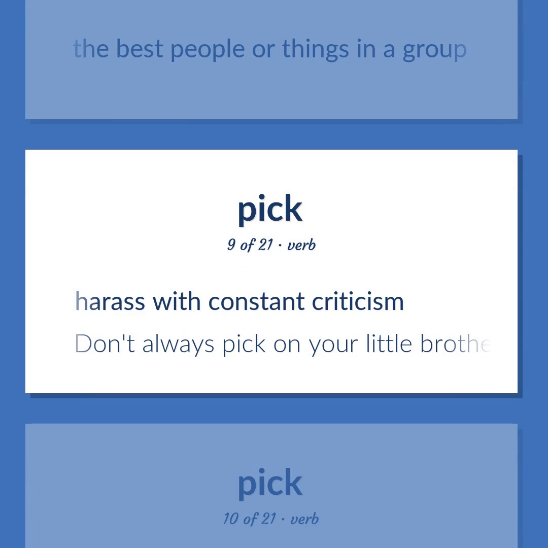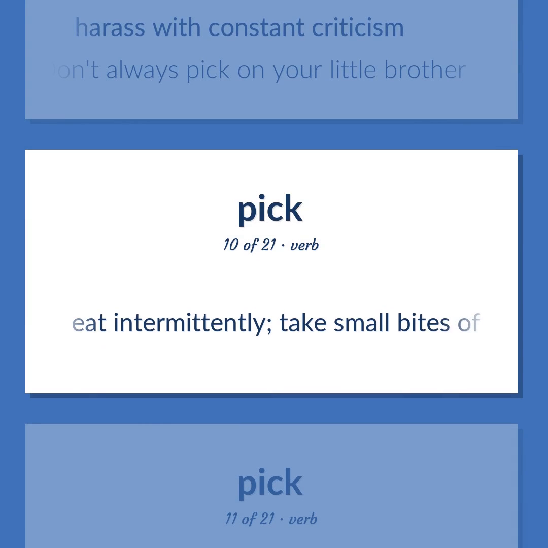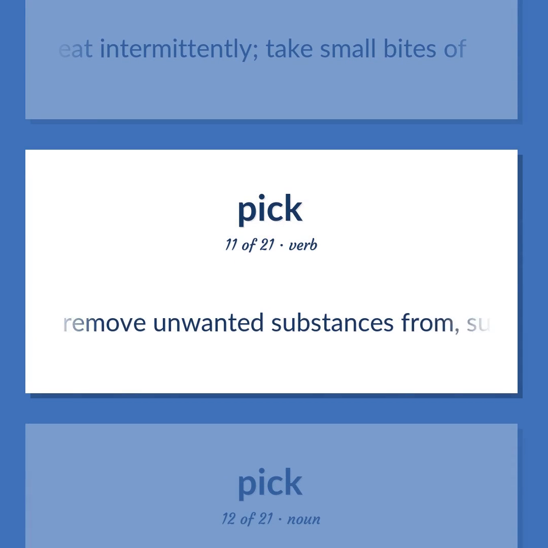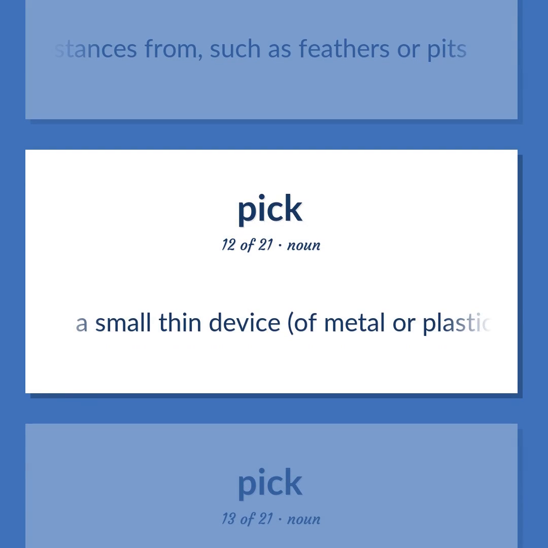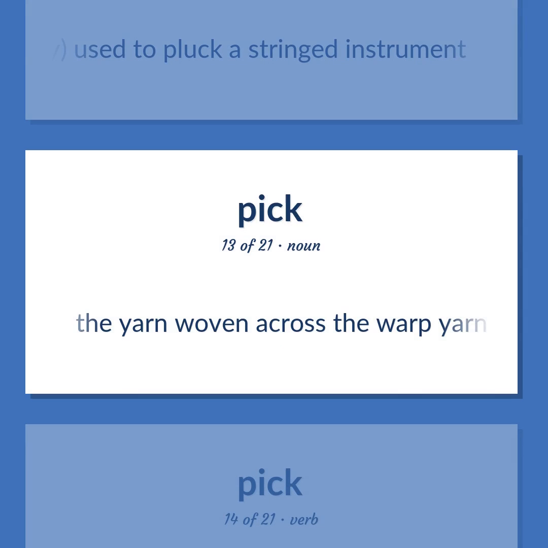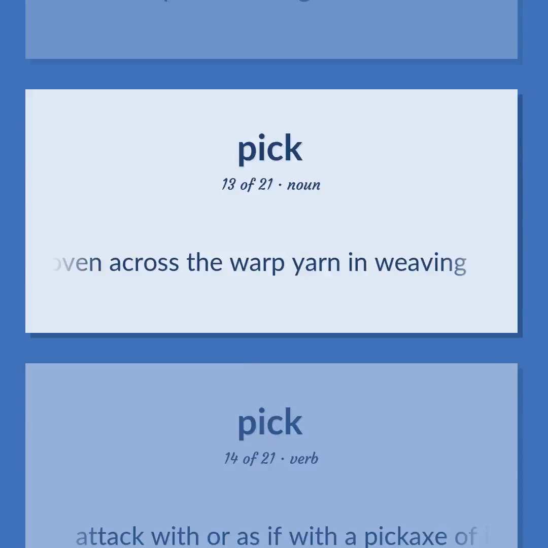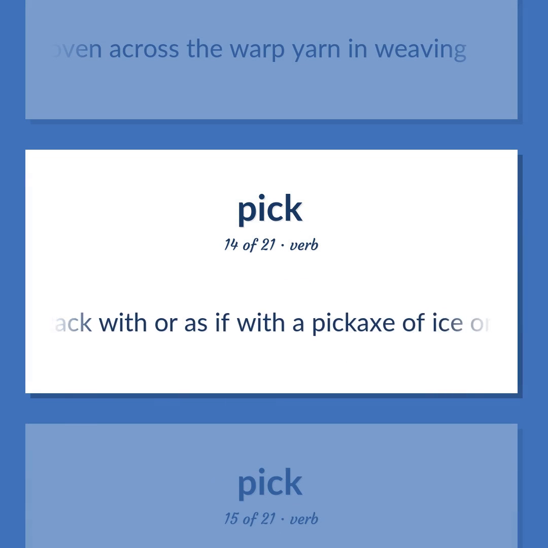Harass with constant criticism. Don't always pick on your little brother. Eat intermittently. Take small bites of. Remove unwanted substances from, such as feathers or pits. A small thin device, of metal or plastic or ivory, used to pluck a stringed instrument. The yarn woven across the warp yarn in weaving. Attack with or as if with a pickaxe, of ice or rocky ground, for example.